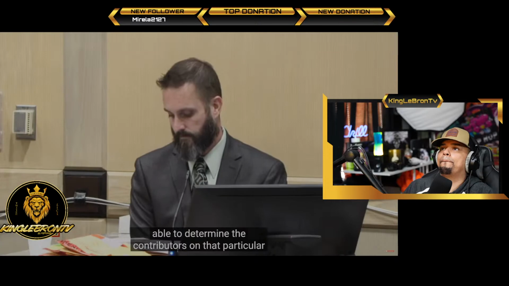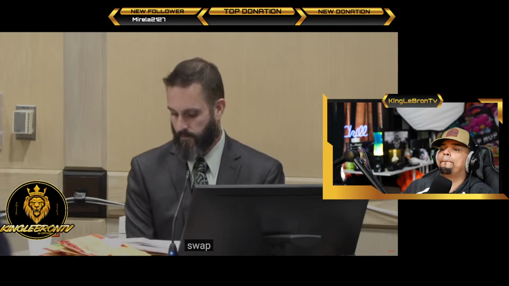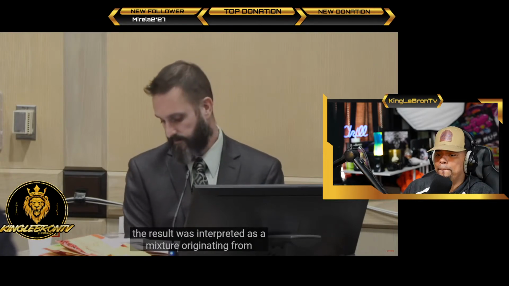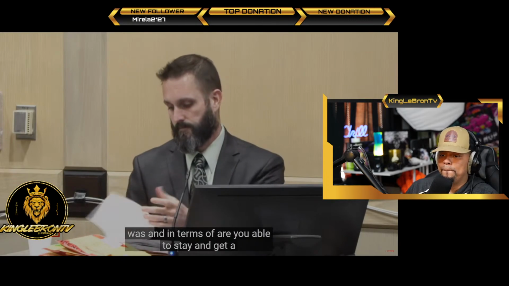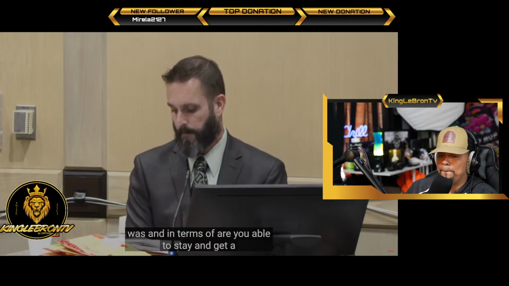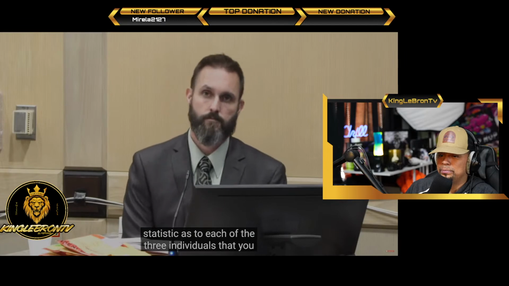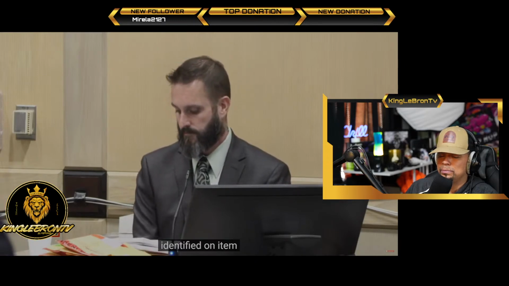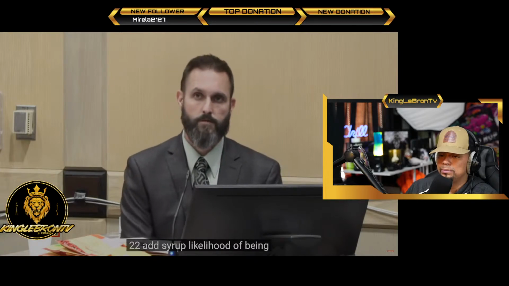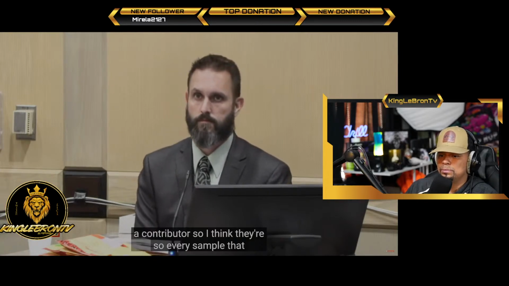On number 22, were you able to determine the contributors on that particular swab? That result was interpreted as a mixture originating from 3 contributors. And were you able to identify the 3 contributors? I was not. In terms of, are you able to give a statistic as to each of the 3 individuals that you identified on item 22 as to their likelihood of being a contributor to that mixture?